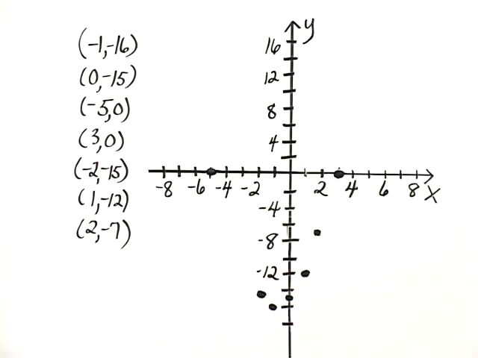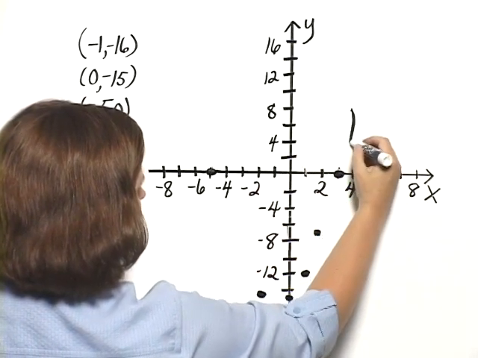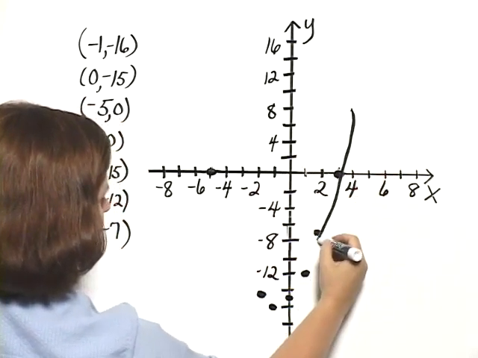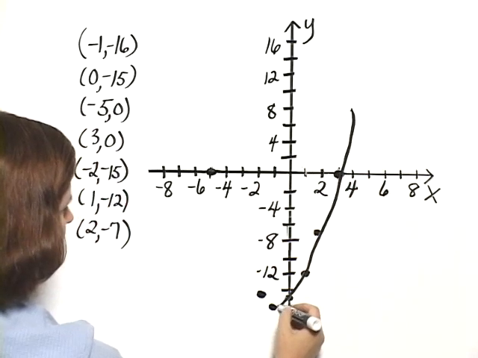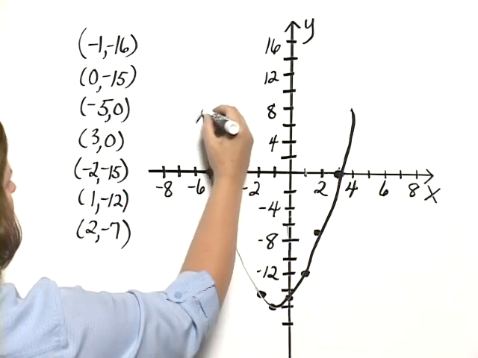Well, it looks like it's a parabola. It opens up, which is good. So we will sketch it by coming down here to the vertex and then back up.